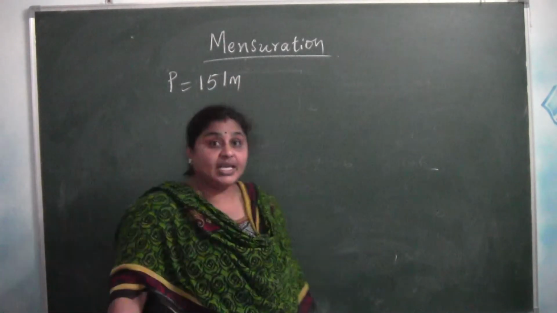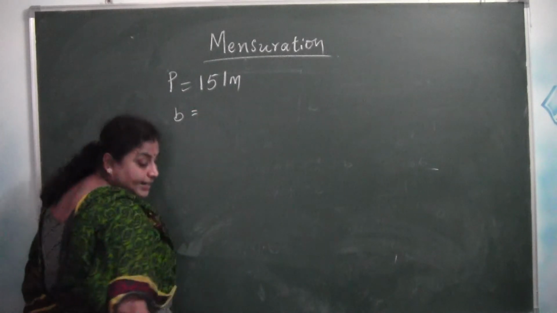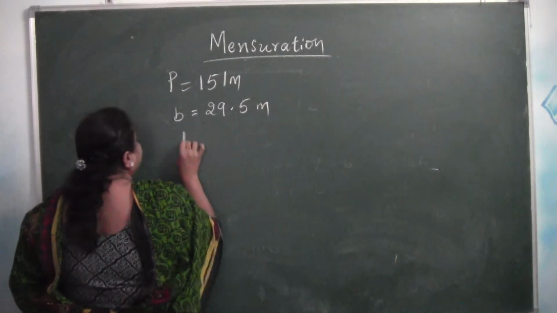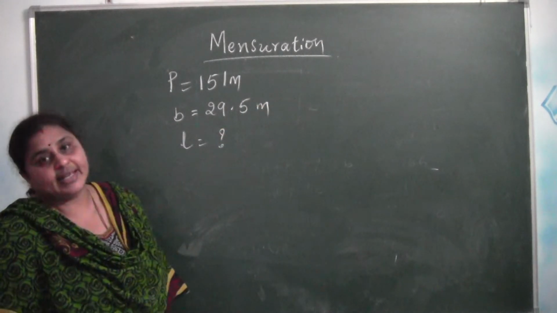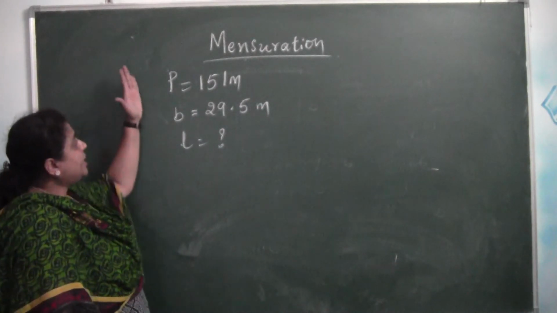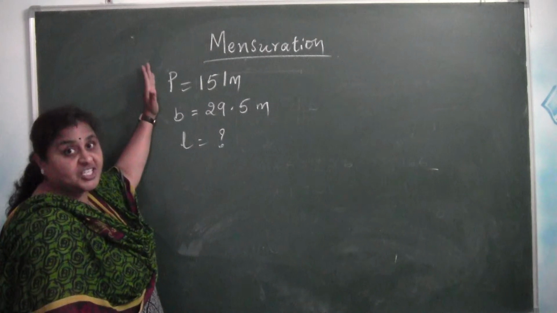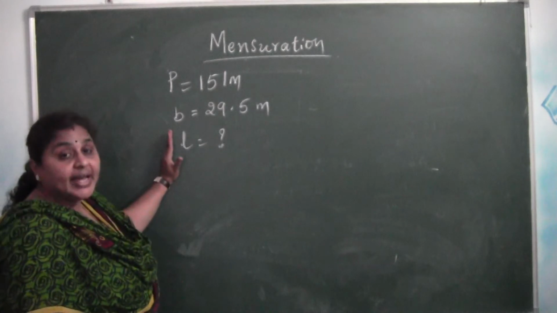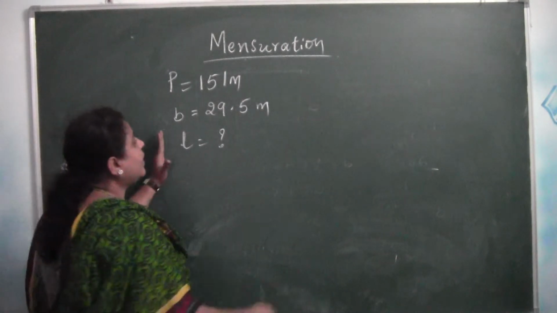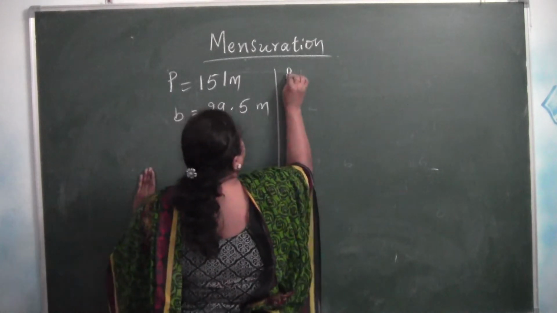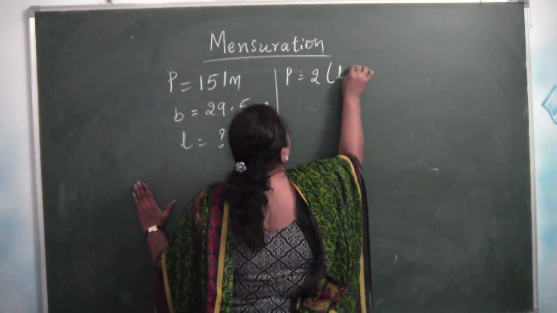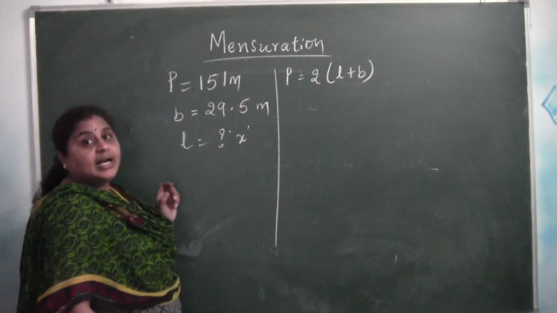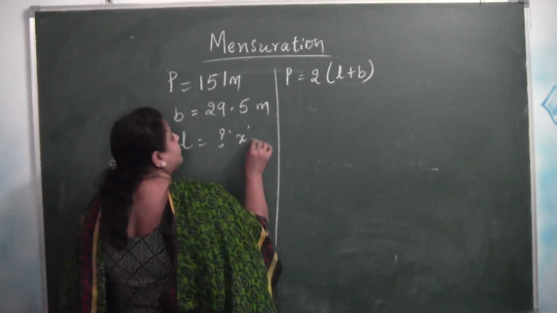Okay. If its breadth is 29.5 meters, then we need to calculate the length. What is length? So in the given question, perimeter is 151 meters and given breadth is 29.5 meters. So we need to calculate the length. Okay. Now what is the formula we have, children? Perimeter is equal to 2 into L plus B. Now let us take L to be x. Let us take length to be x meters.